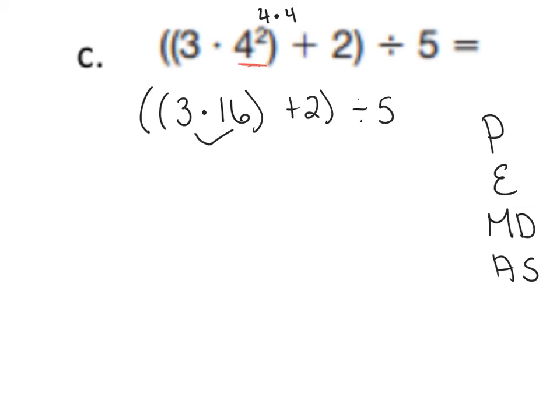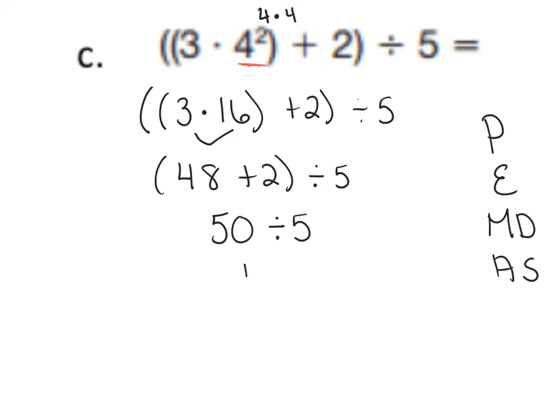So we still have an inner parenthesis. So 3 times 16 is 48. So now I have 48 plus 2 divided by 5. Then 48 plus 2 is 50. And then 50 divided by 5 is 10. And that's your final answer.